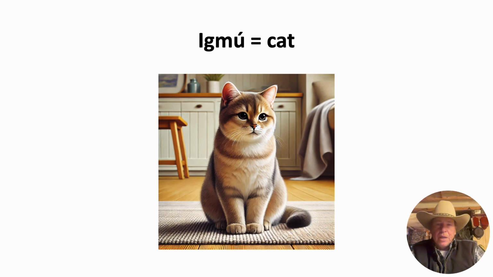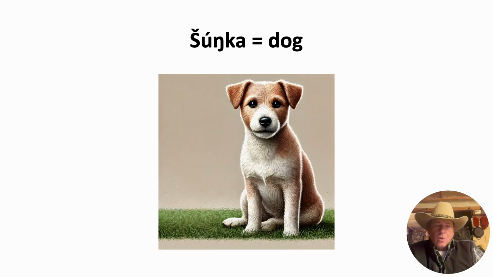To make this a little bit longer, the more animals you get to teaching them, you can just put the English name up, and then they have to reply with Igmu. Okay, so next one, Shunka. And Shunka is a dog.